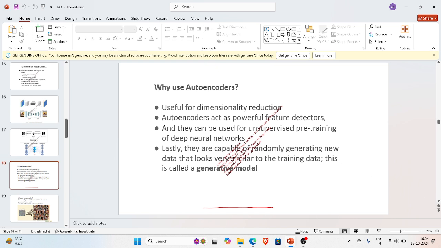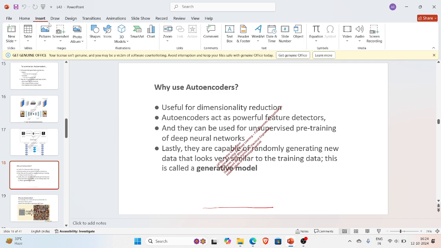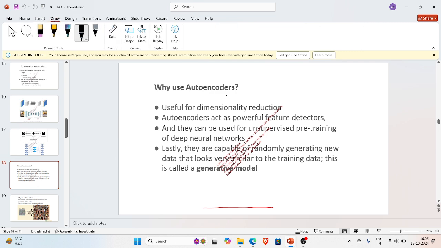So autoencoders have several uses here. First is the dimension reduction. Feature detector is also another. Important features are detected, others are removed. Another is unsupervised pre-training of deep neural networks. So this is a pre-training approach.